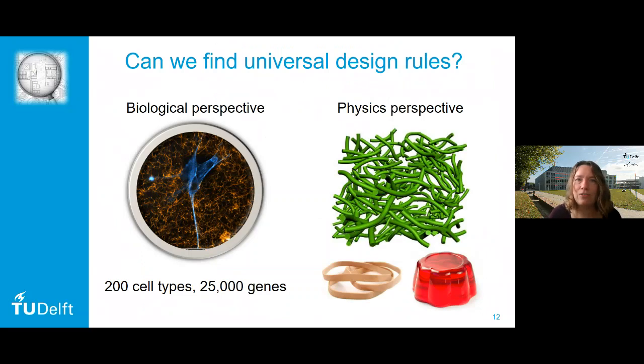Now, what we want is to find somehow universal design rules. And that maybe on first sight seems very tricky, because if we look at our own body, there are 200 different cell types, at least 25,000 genes. It's clearly extremely complex. So yeah, what is the prospect of finding any universal design rule? But if we switch actually from this biological perspective to a physics perspective, we can actually find some universality.